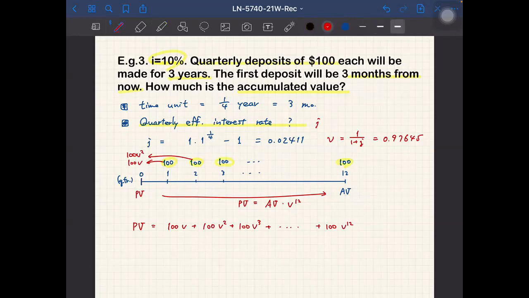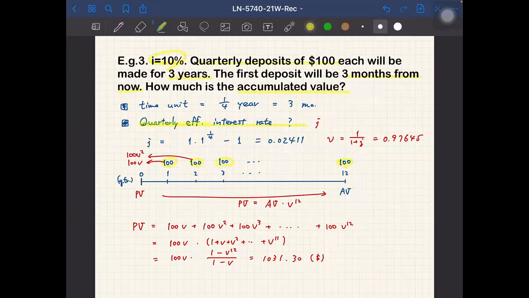And you can use the formula for the sum of a geometric sequence. 100v is the common factor, then the remaining terms are 1 plus v plus v squared up to v to the 11th power. So this is equal to 100v times (1 minus v^12) over (1 minus v). Since v is less than 1, because we have the discount, it's convenient to write 1 minus v^12 over 1 minus v, so that both numerator and denominator are positive. Then without adding 12 different numbers, you can get $1,031.30.